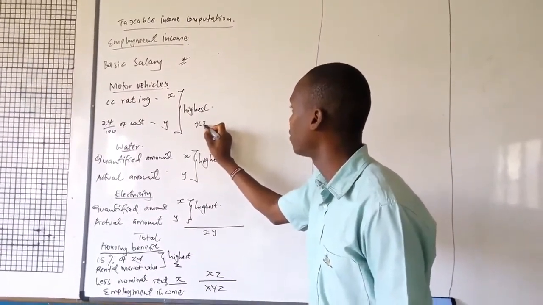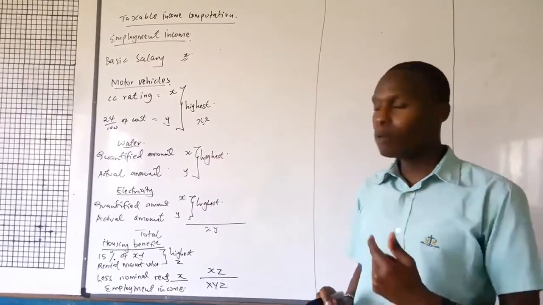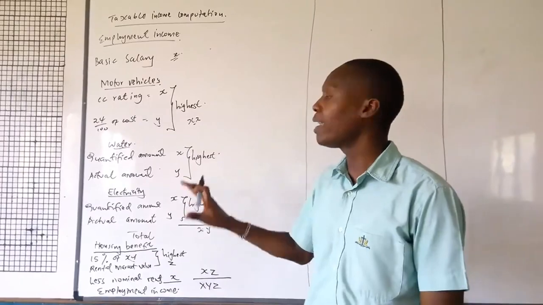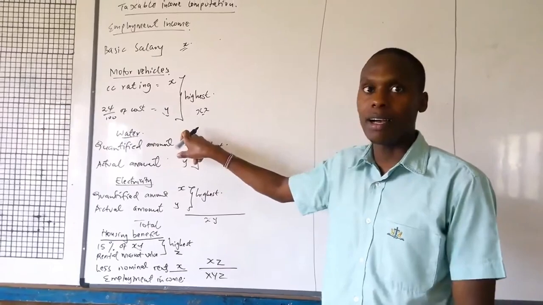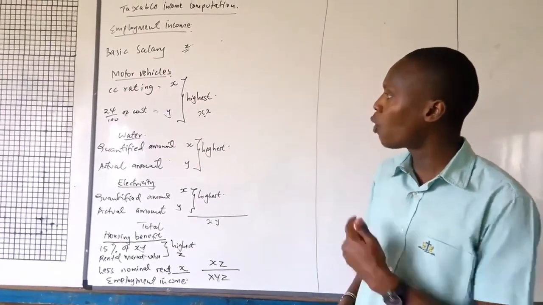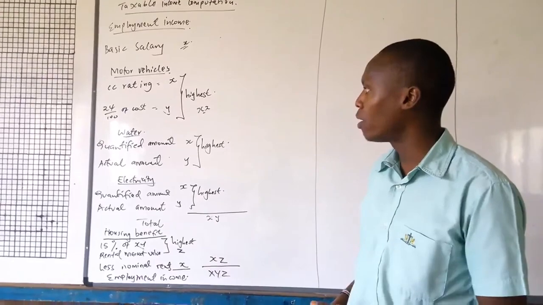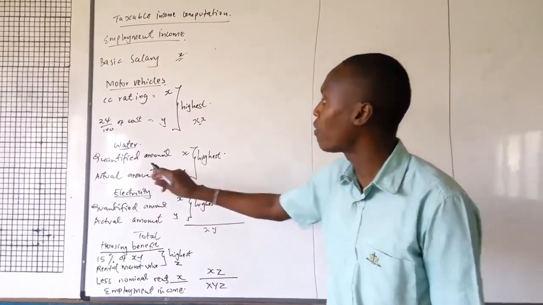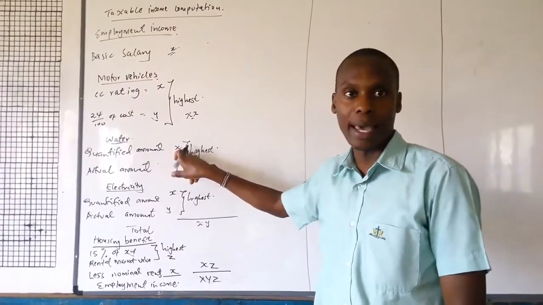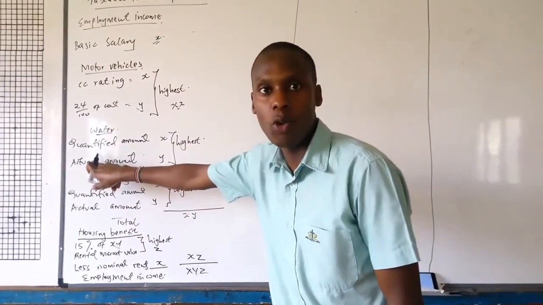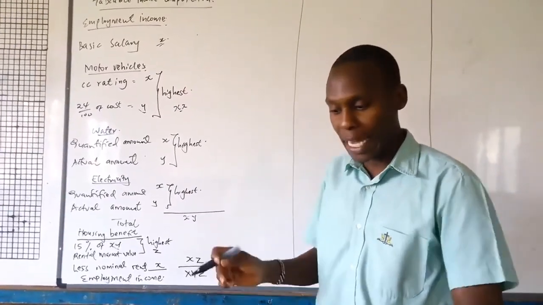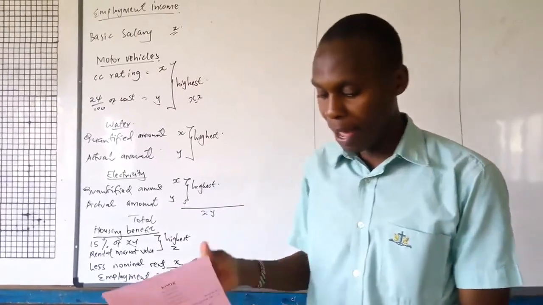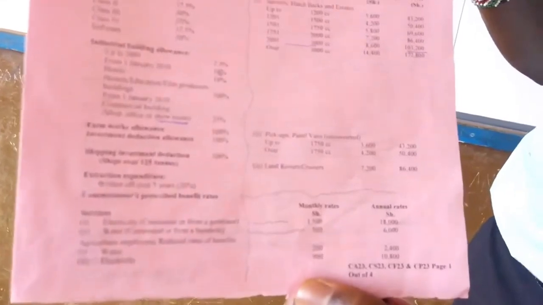and you bring it to this particular side. Then after that, we assume that the employee is provided with a house. That particular house, for example, has a continuous supply of water. So we have to compute the value for the water. In that case, we have the quantified amount, which is our X. Then we have the actual amount. In the case of the quantified amount, we don't have to worry. It will be provided in the question paper at the bottom. In my case, it is at the bottom of the page.